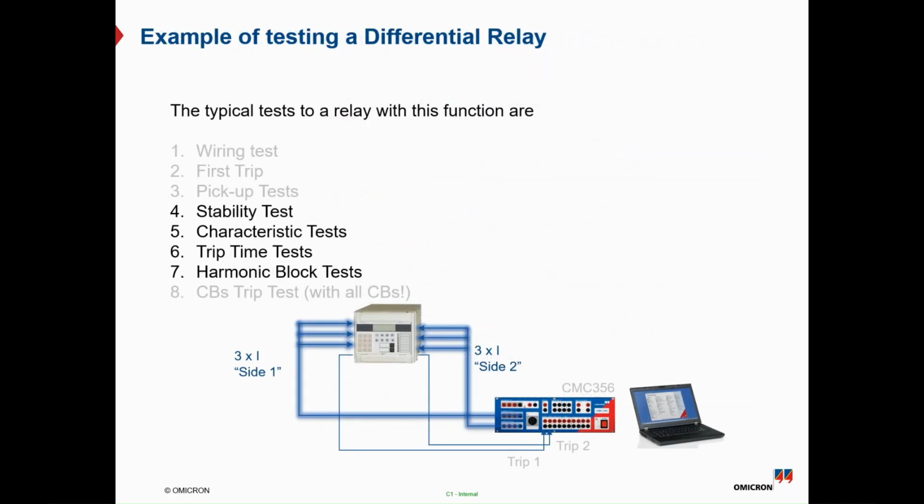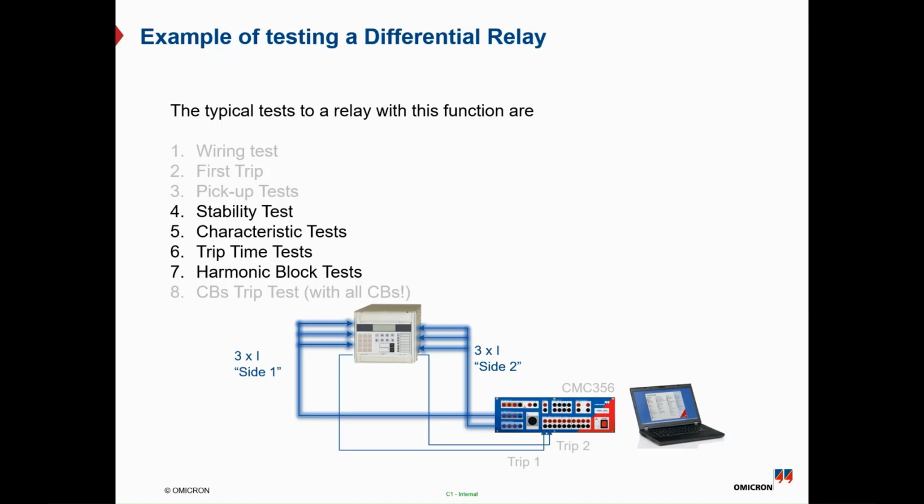So we will take now an example of the testing of the differential relays, and we have different modules to test this kind of transformer protection application. So we have a wiring test, and we have a first trip to check the tripping time of the differential, and you can also do the backup test by using the ramping module, and a stability test to check the stability against external fault using the Diff Configuration dedicated module.